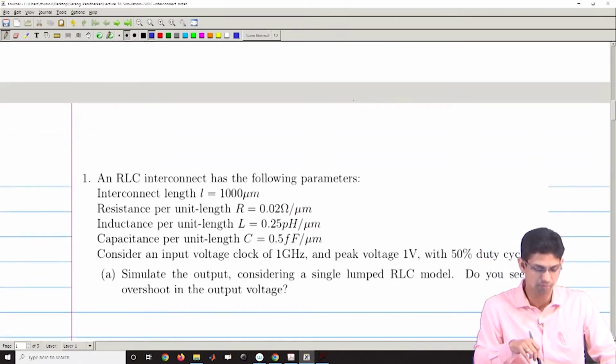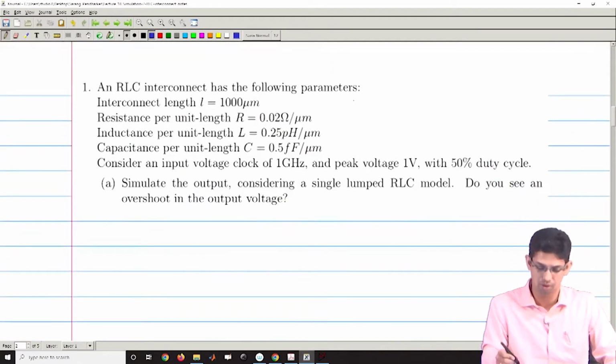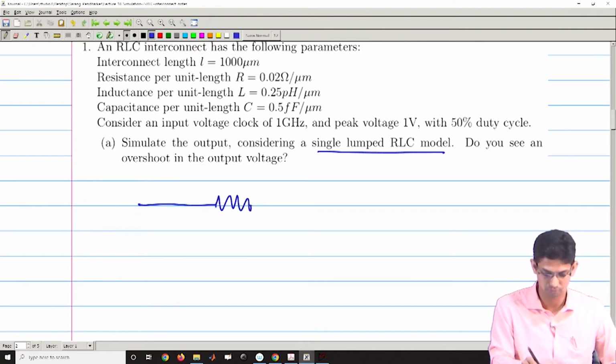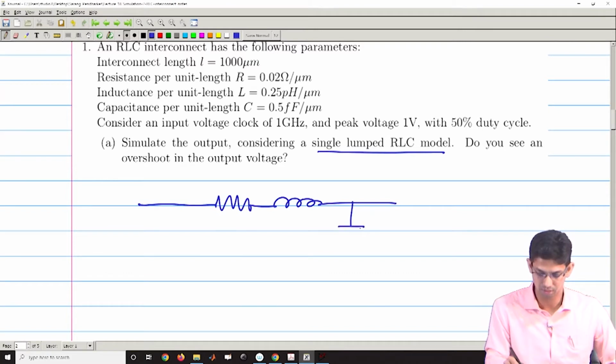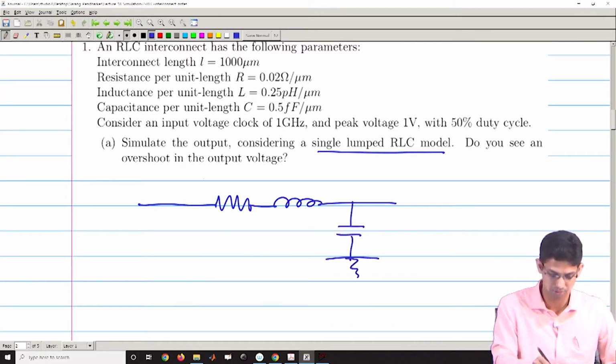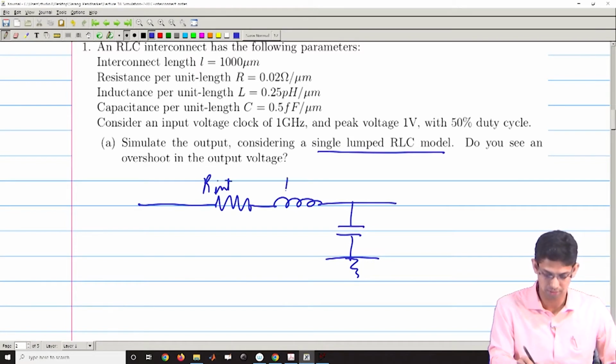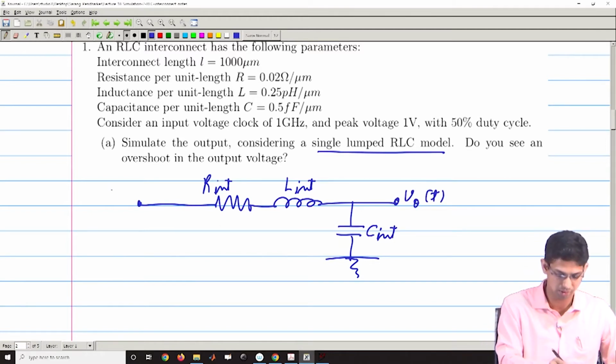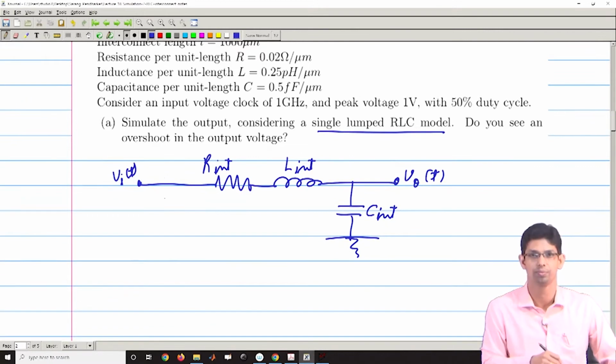So, let us get started with the first part. In the first part what we have to do is simulate the output considering a single lumped RLC model. So, what you have is a resistance, an inductance and a capacitance. So, R interconnect, L interconnect and C interconnect. This is your V out of t and V in of t is given here.